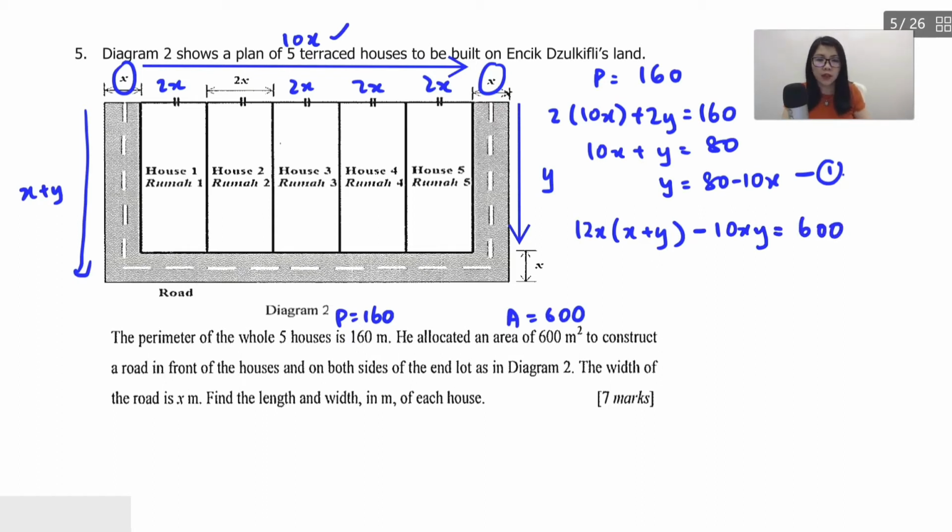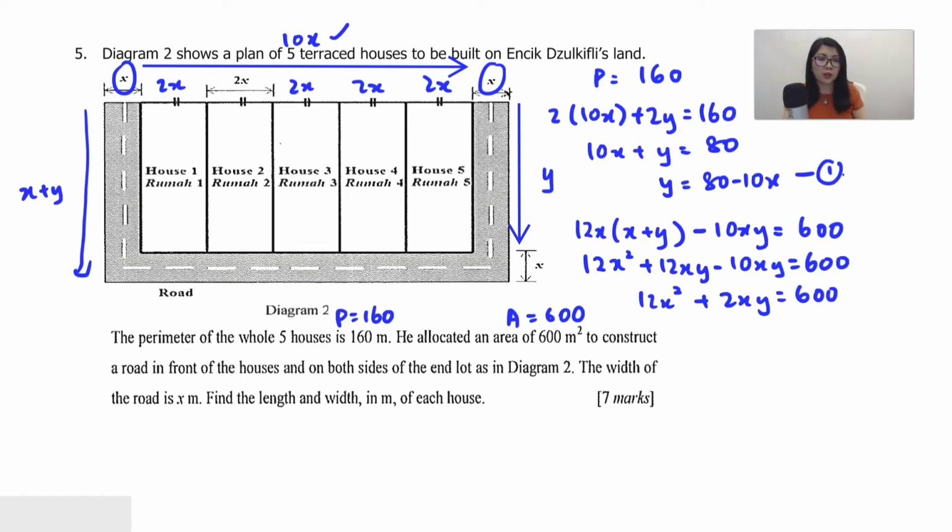Now let's solve this. We expand first, so it'll be 12x squared plus 12xy minus 10xy equals 600. Then 12x squared plus 2xy equals 600. Next I'm going to substitute equation 1 into equation 2, but before that we can simplify. All divided by 2, so we got 6x squared plus xy equals 300. So this is equation 2.